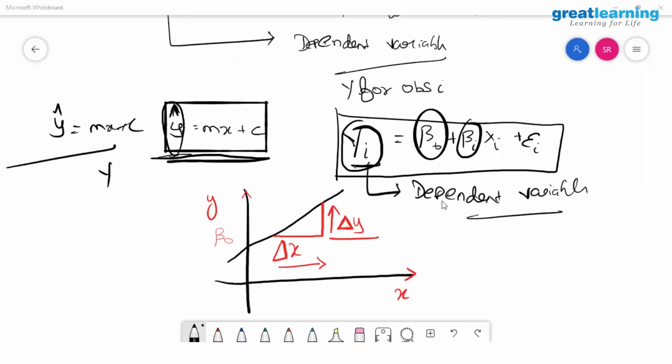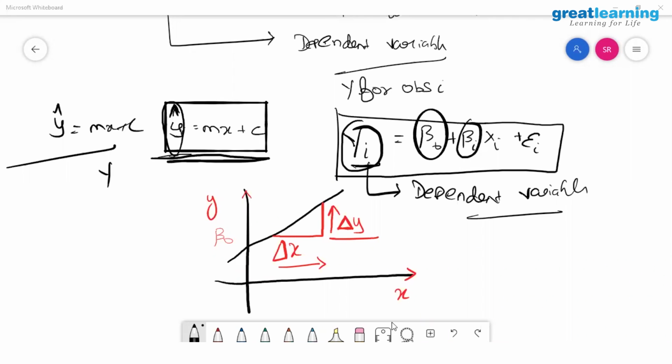So for one unit change in x, what is the unit change in y? That is the prime concept of simple linear regression. For that matter, regression itself. Even logistic regression will be solving the same thing: for a unit change in x, what is the unit change in y? That is what we are going to find as part of your regression model.